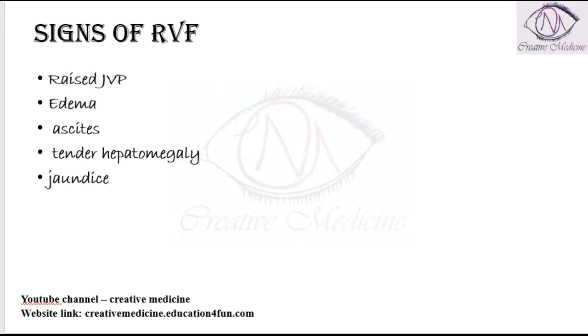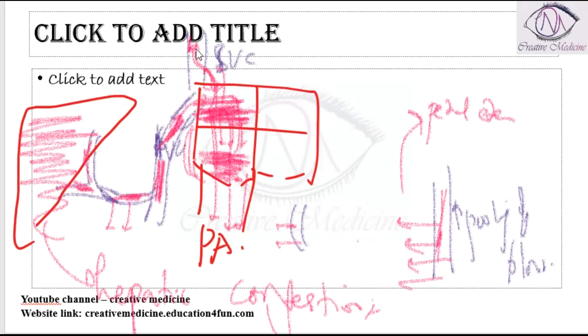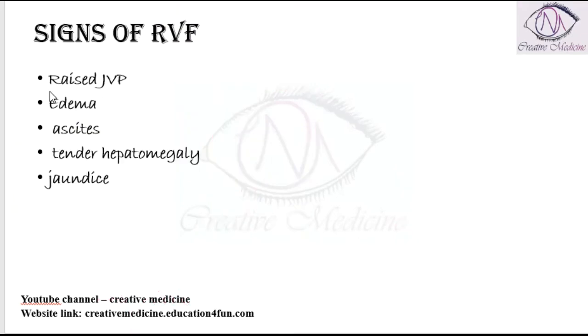And why is there raised JVP? Because there is increased pooling of blood in the superior vena cava. The superior vena cava receives its blood supply from the jugular venous circulation. So obviously there is increased blood in the jugular venous circulation. So there is increased JVP seen in right ventricular failure.